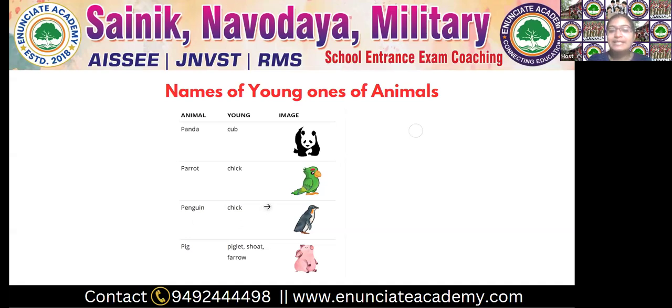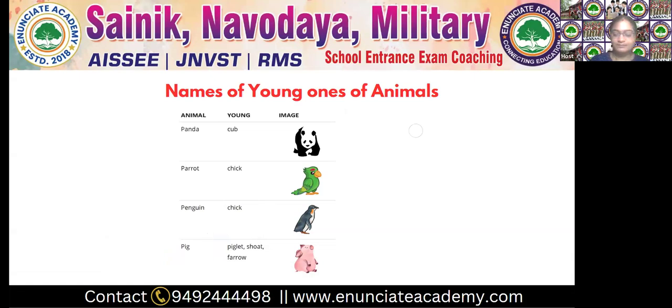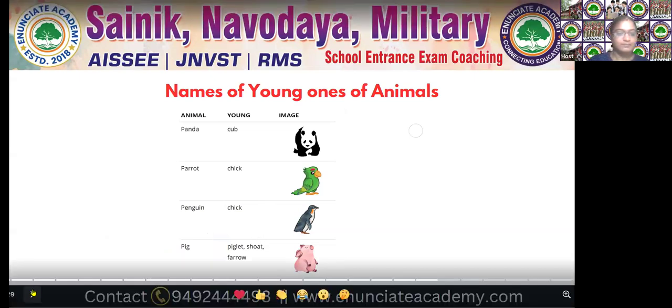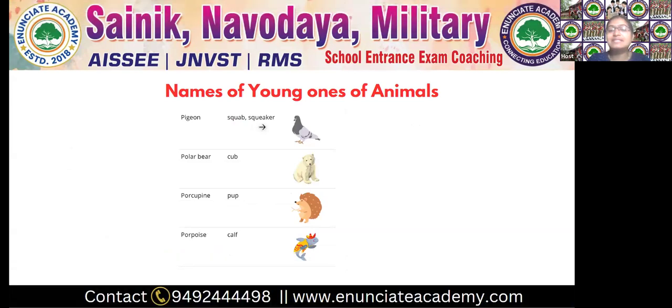The young one of a pig is called a piglet, shoat or farrow. The young one of a pig is called a piglet, or a shoat and farrow. And the young one of a pigeon is called a squab or a squealer. The young one of a pigeon is called a squab or a squealer.